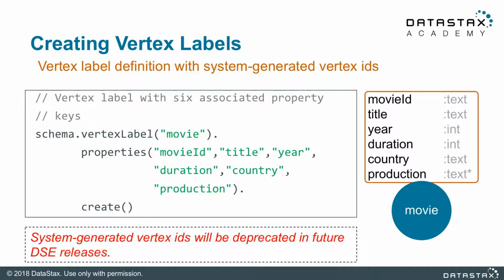Lastly, let's take a look at an example that uses system-generated IDs. Remember, system-generated vertex IDs are being deprecated. So let's take a closer look. Notice that in our vertex label definition, we have not specified a partition nor clustering key. In this case, DSE Graph will generate an ID on insertion that consists of a community and member IDs. While this sounds convenient in theory, it also means that we lose all control of data locality and uniqueness.